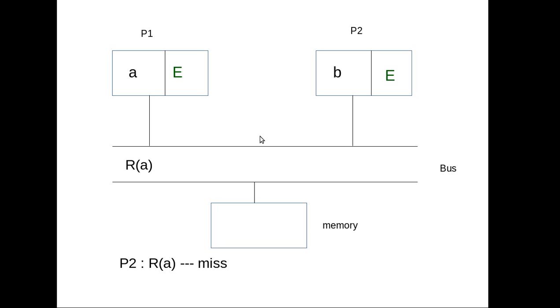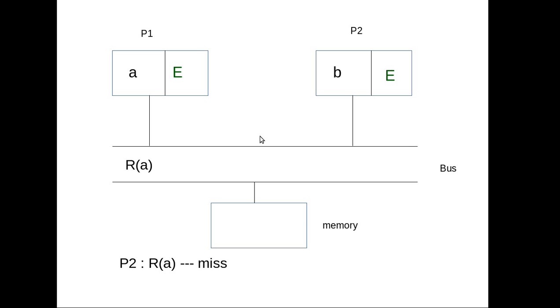Next, write of A in P2. Sorry, read of A in P2. This is somewhat complex because here P2 has a single cache line, so the data has to be replaced in P2's cache.